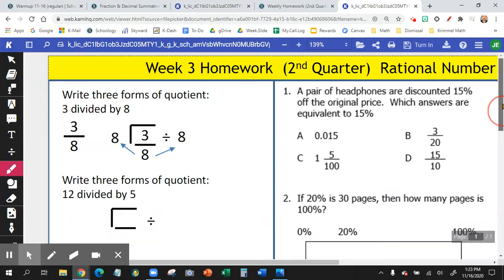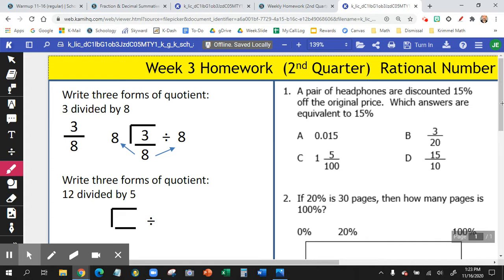Okay, let's take a look at the week 3 homework for the second quarter. We're looking at rational numbers. Now, the three forms of quotient, we're still kind of working on it here. I think I might try something a little different as far as teaching it.